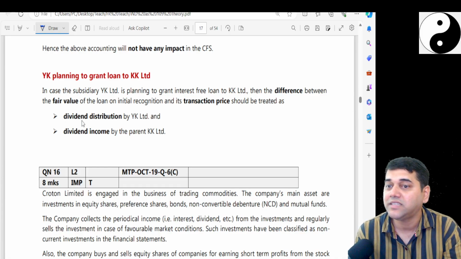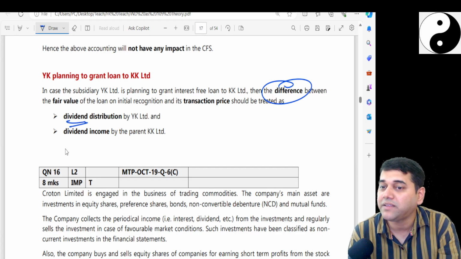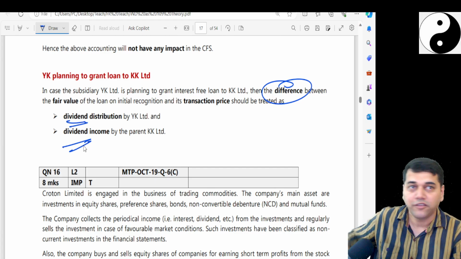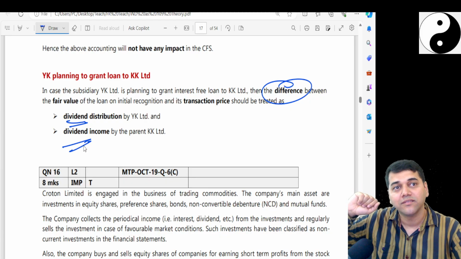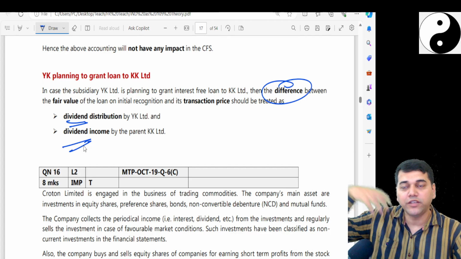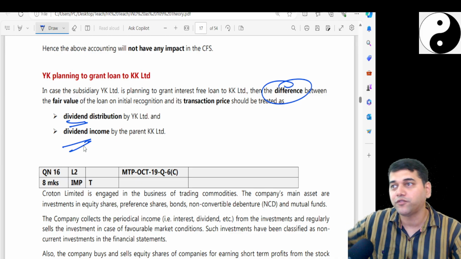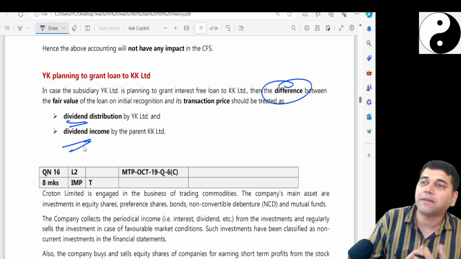In that case, the difference what you get is treated as a dividend expense and dividend income. See, if the parent gives the loan to the subsidiary, for whom is the benefit? Interest-free loan. If the parent gives an interest-free loan to the subsidiary, the benefit is for whom? Parent or subsidiary? Subsidiary. So in the parent's books, it is an investment. For the subsidiary, it is a capital contribution.